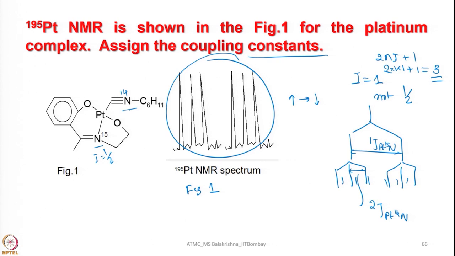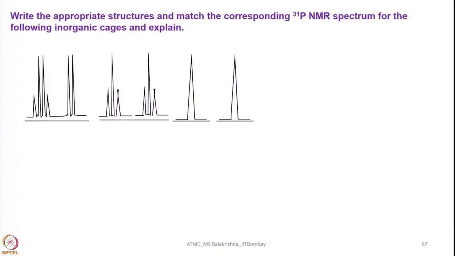You have to think a little bit, give it some time, and try to understand how the splitting looks and what the intensity is. You should be able to do it. One more question I have given here. I have given 4 spectra here. Write the appropriate structures and match the corresponding 31P NMR spectrum for the following inorganic cages and explain.